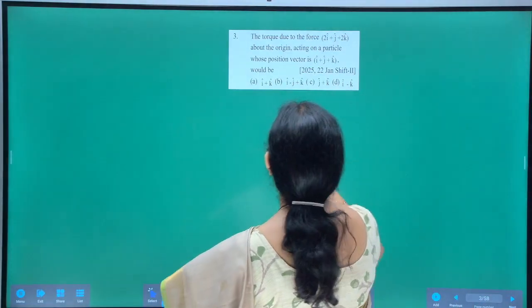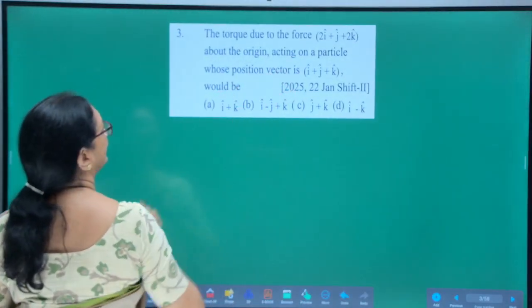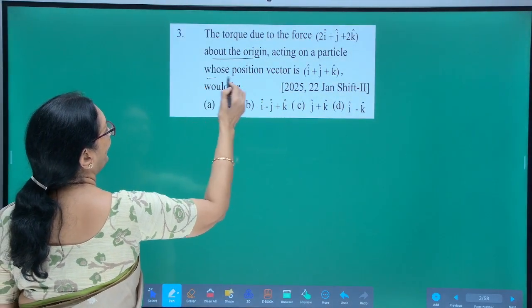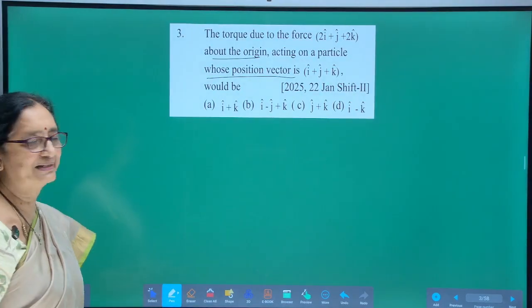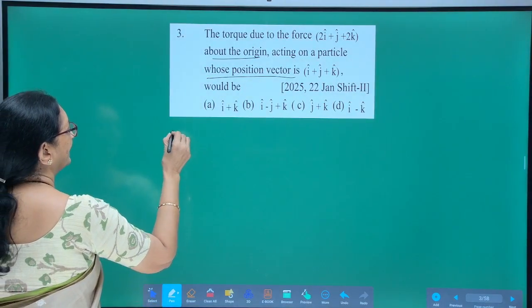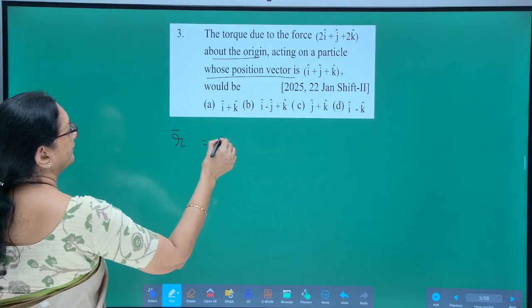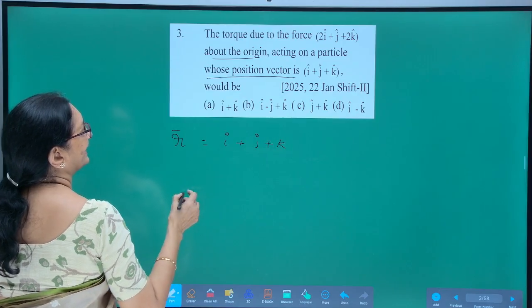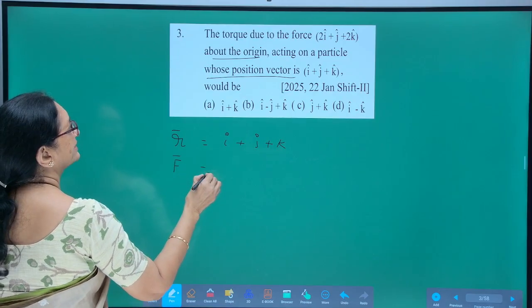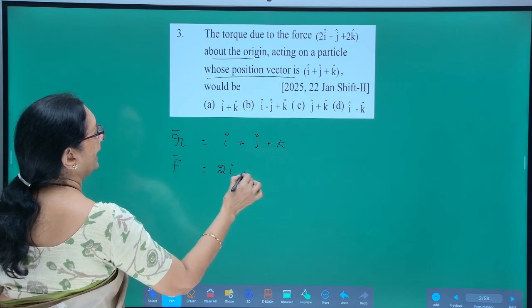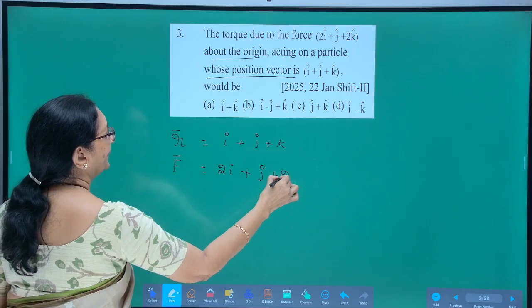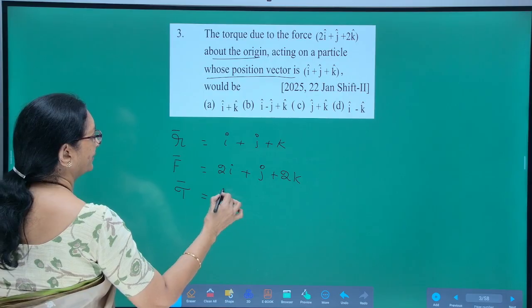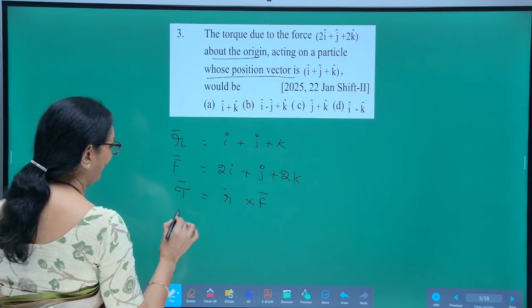Now, next one: find out the torque due to a force about the origin acting on a particle whose position vector is given. The position vector of the force about the reference point is given as i bar plus j bar plus k bar, and the applied force is given as 2i plus j plus 2k. You are asked to find the torque. Torque is equal to r bar cross F bar.